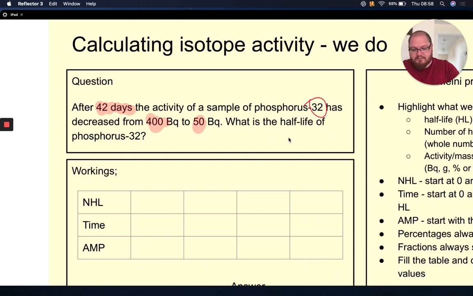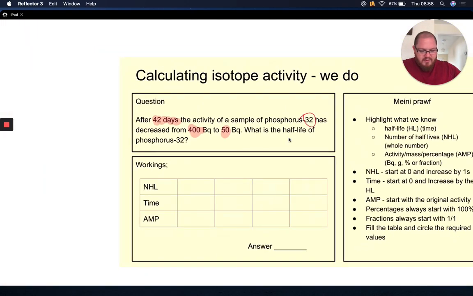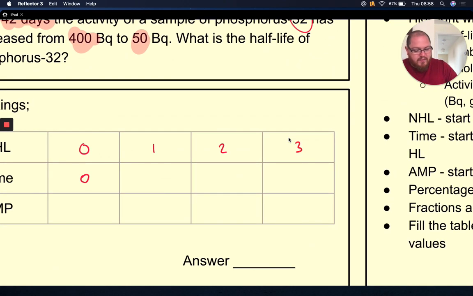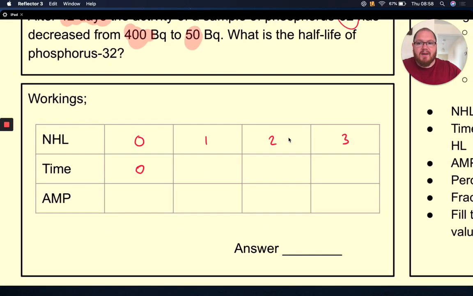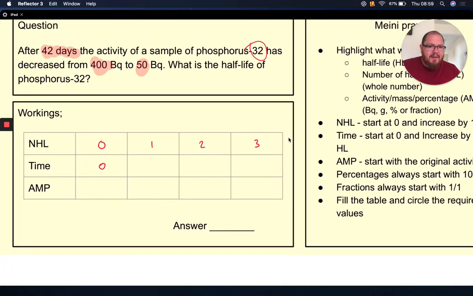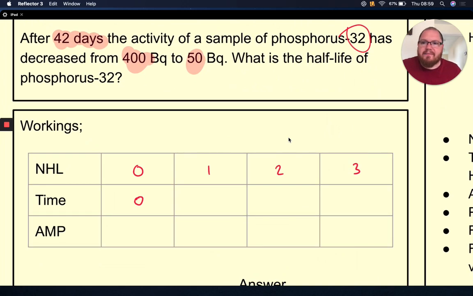So my success criteria: always start at 0. So I'm going to start at 0 and 0. That's the first thing I can do without even reading the question. And I can go 1, 2, 3, all the way up to 10 if needed. There are questions out there that go all the way up to 10 half-lives. So what's next? It says start with the radioactivity percentage. Okay, so we're going to go to the question now.